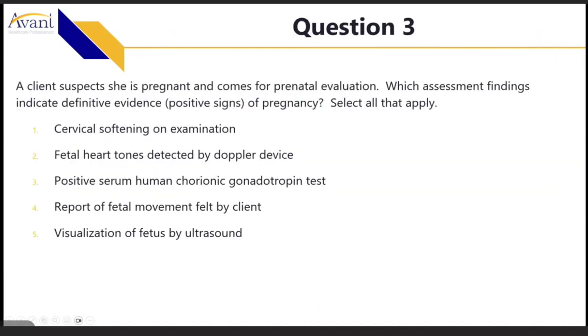All right, question number 3. A client suspects she is pregnant and comes for a prenatal evaluation.